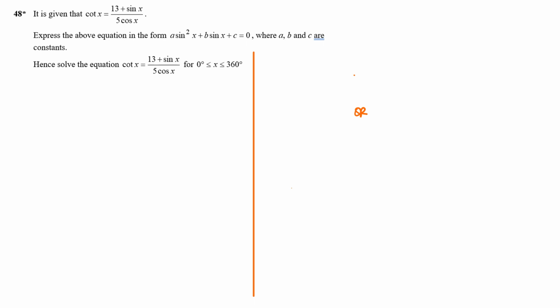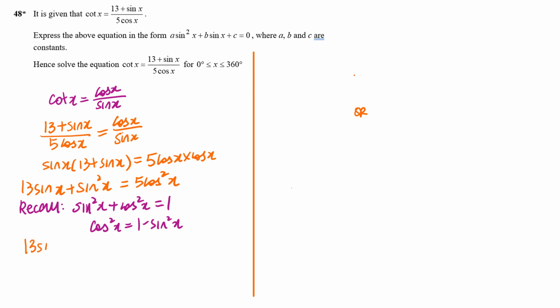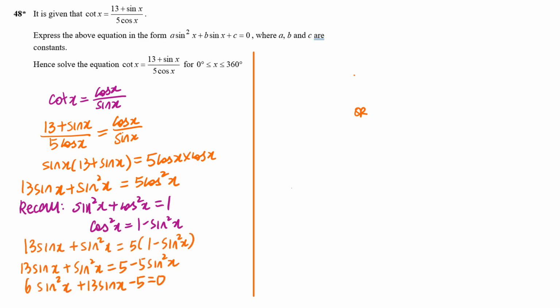All right, so this one is not difficult. Why not difficult? Because cotangent x is actually just cos x over sine x. So you just replace your cotangent x with cos x over sine x. Do a cross multiply, simplify it. Use your trigo identity, sine square x plus cos square x equals to 1. Replace your cos square x as 1 minus sine square x. Then you do some simple algebraic manipulation and you get the equation you asked for here.